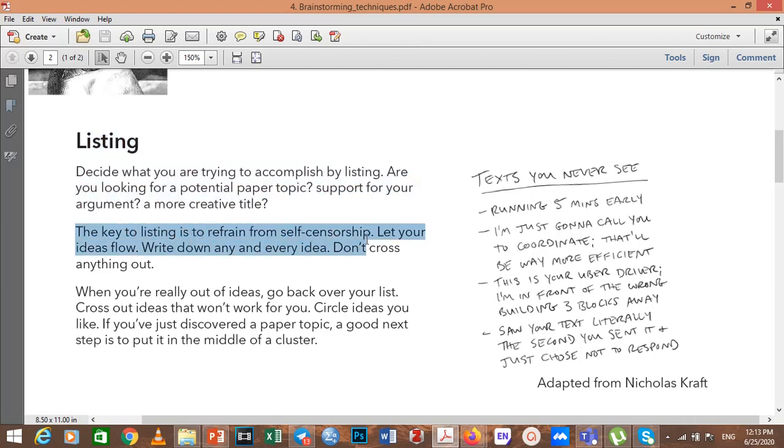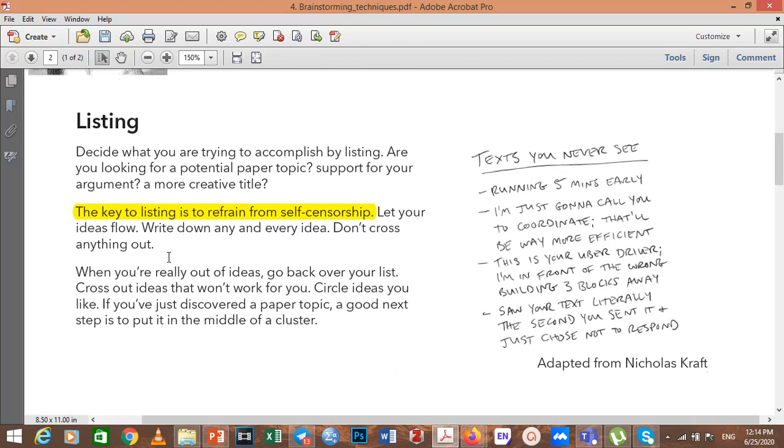The key to listing is to refrain from self-censorship. Like you don't focus too much on yourself, right? Let your ideas flow. Write down any and every idea. Don't cross anything out, like you see in the example. Whatever you can think of, write it down.